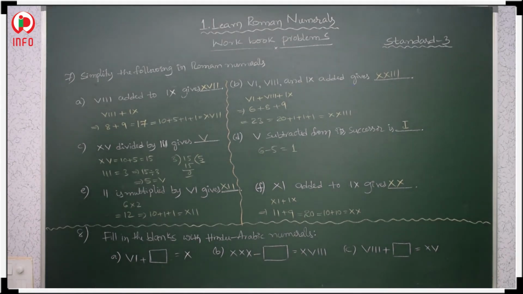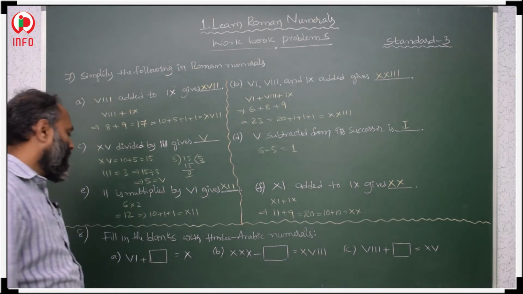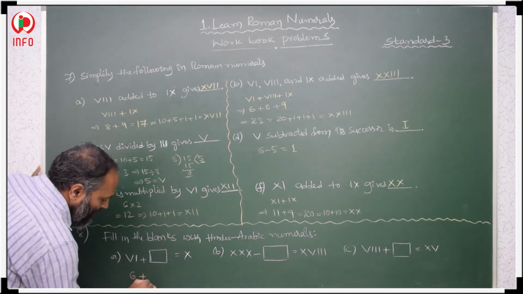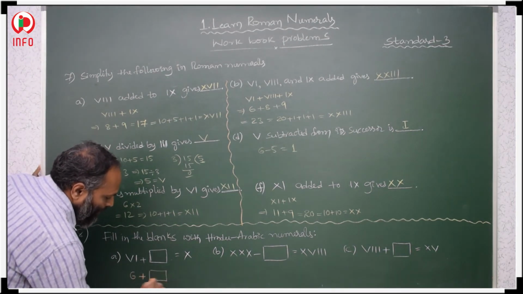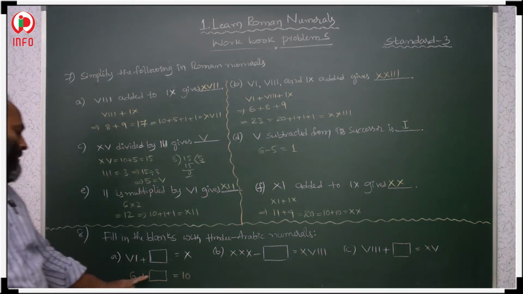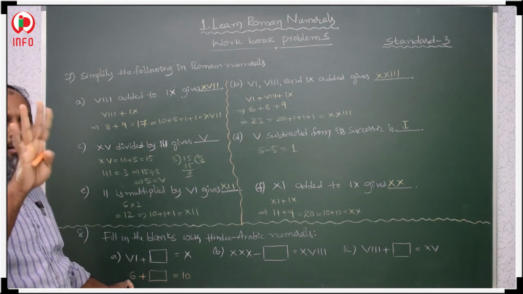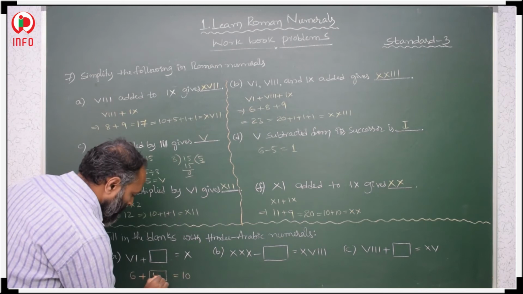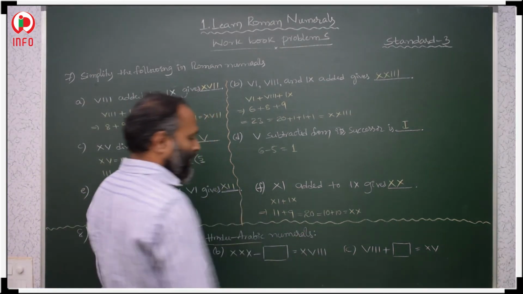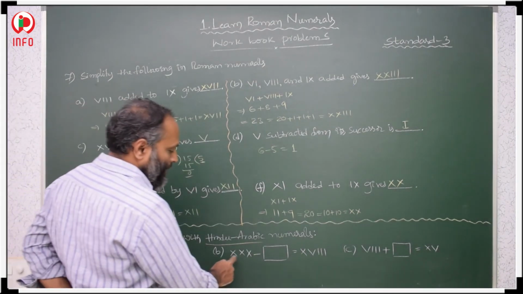Now, fill in the blanks with Indo-Arabic numerals. 6 plus what makes 10? 6, 7, 8, 9, 10. 6 plus 4 makes 10. So here only the Arabic numeral is being asked, so this only we need.